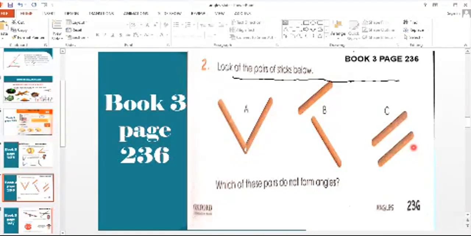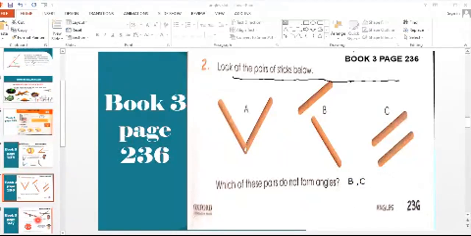Why? Because look at the picture, not even a single point they are meeting together. There is no meeting in this. They are separately put a little bit of distance from each other. So there is no angle. So in this line you will mention that B and C have no angles. There is no angle in picture B and picture C. This is a very easy concept, and I'm sure my students are starting to understand it.